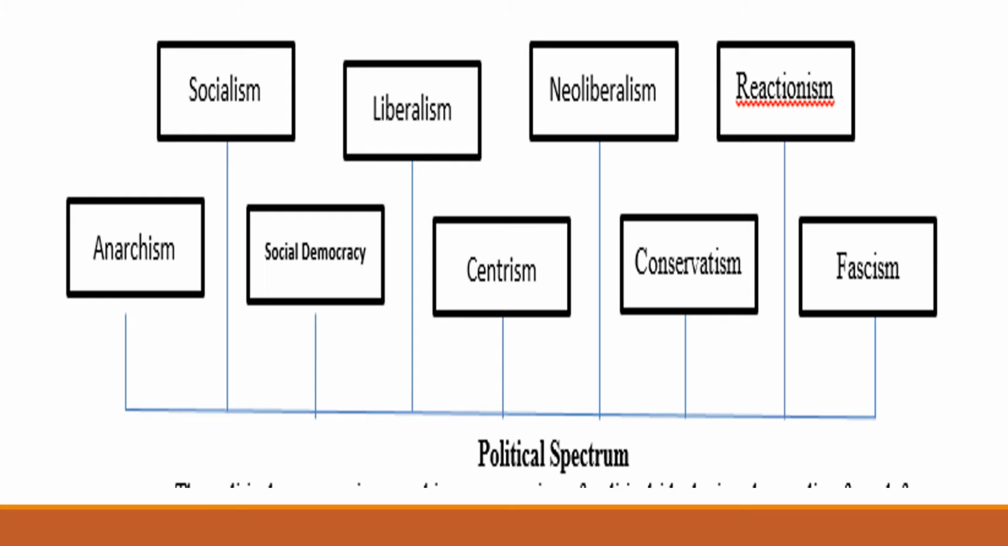The left wing and the right wing. The left wing focuses on anarchism, socialism, social democracy, liberalism, and the center, centrism, neoliberalism. On the right, conservatism, reactionism, and fascism. Have you seen the far left and the far right? This is an extreme type of ideology, and the other is an extreme right or right-wing ideology. Okay, later on we will talk about them one by one.